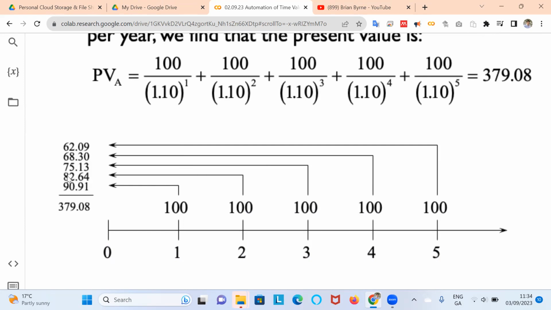And again, we do it iteratively: 82.64, and the 100 received in year 3, when expressed in present value terms, is 75.13. In year 4, as we apply the power of 4 to discount that $100, you can see it's declining in value. If we sum each of the 5 present values here, you can see the present value of the $100 received each period for the 5 years, at 10%, is 379, right? So quite a discount over the headline figures here.